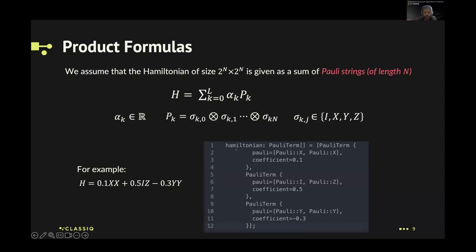You already learned about Qmod from Eden. So this is, for example, how I define a Hamiltonian in Qmod. Let's say I want this Hamiltonian, XX with coefficient 0.1, IZ with coefficient 0.5, et cetera. So we have a quantum struct, which is a Pauli term, and I have a list of Pauli terms. You see the first one is XX with this coefficient, and this is the definition of my Hamiltonian. This is my object.